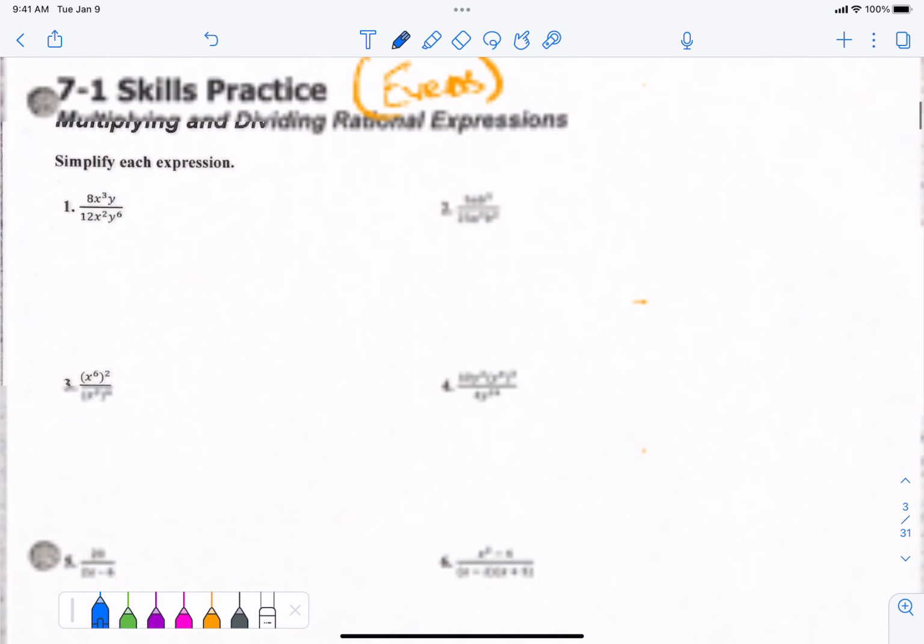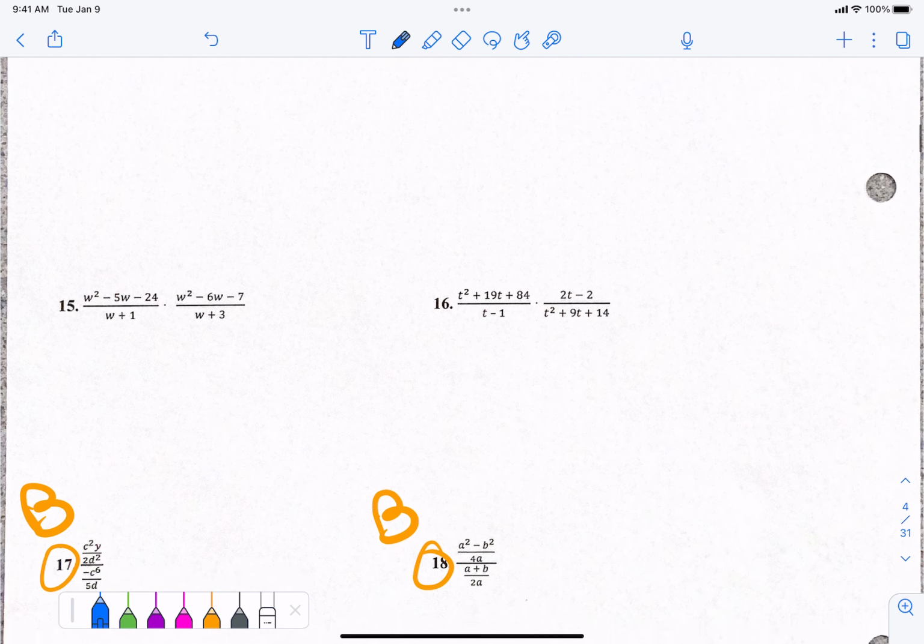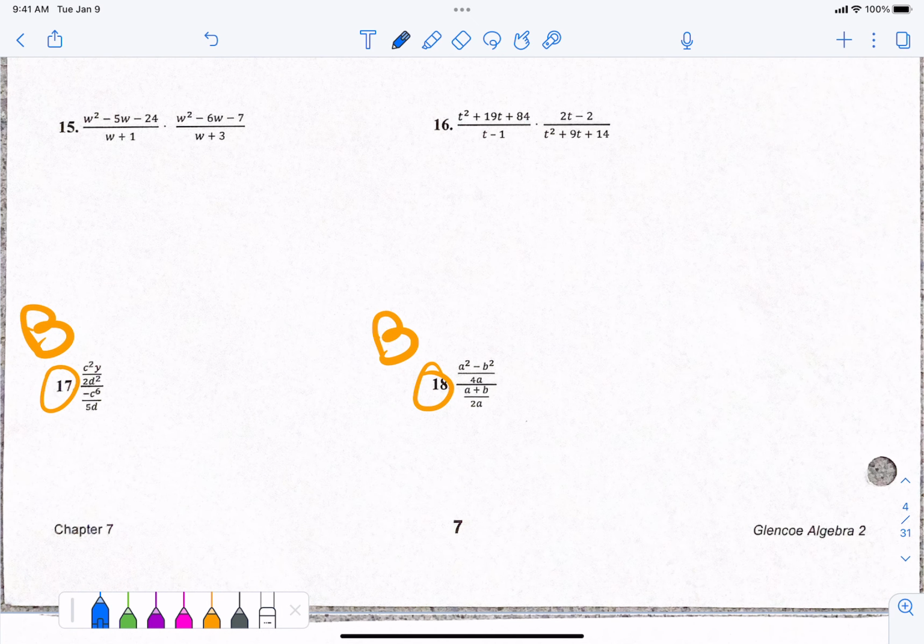All right. So evens and evens, and then 17 and 18 are bonus if you would like to do those.